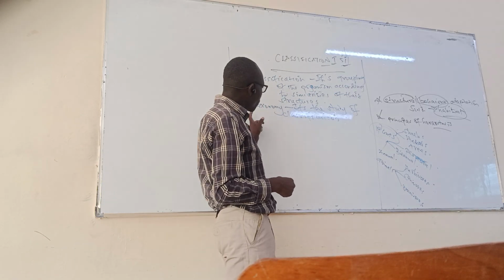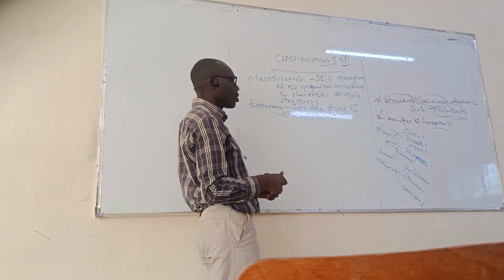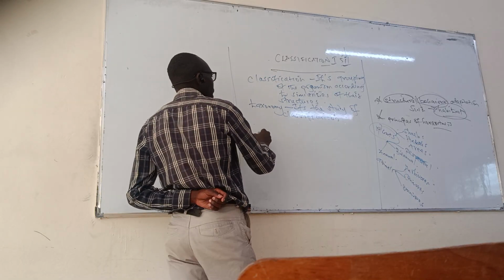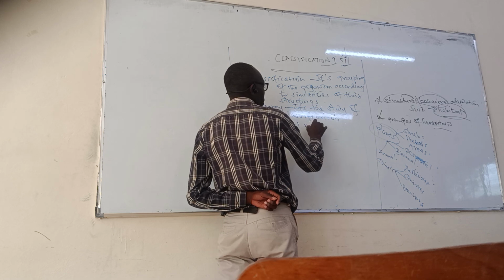Now, the study of classification is called taxonomy. The study of classification is called taxonomy. Then we have something we can discuss. We call it binomial nomenclature.